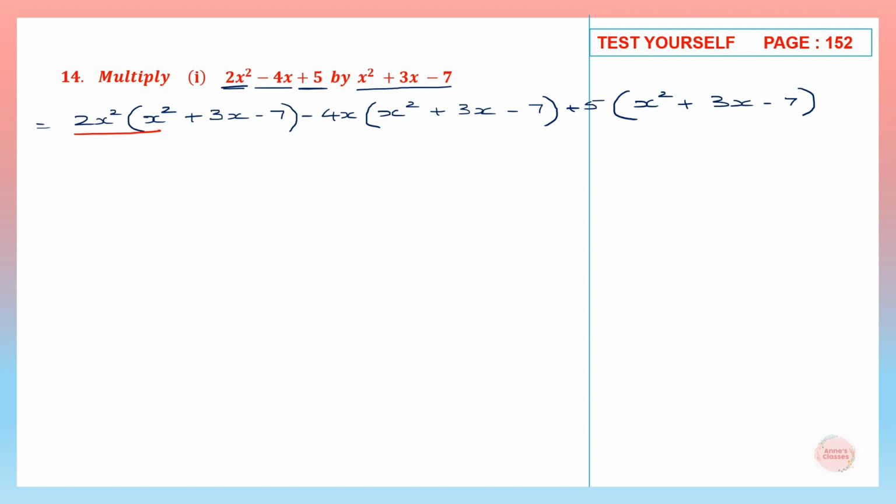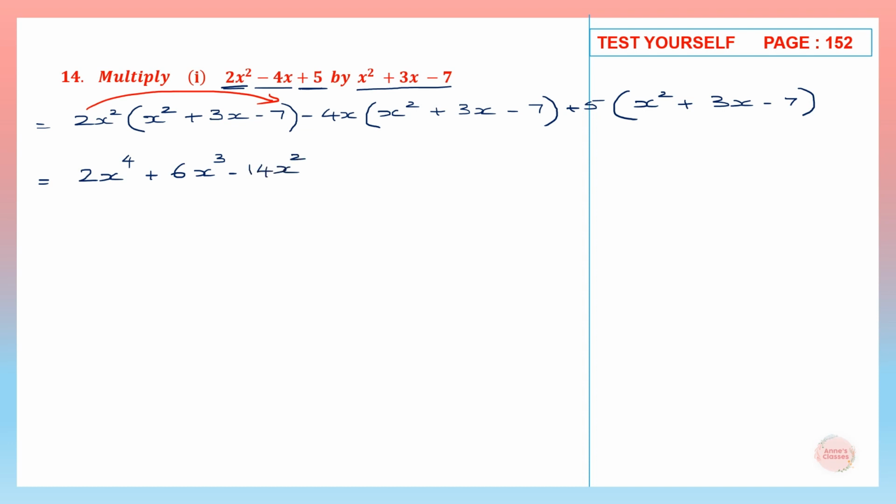So that will be 2x square into x square, 2x to the power of 4. 2 plus 2 is 4. Now we multiply 2x square into 3x. So you multiply the numbers first, 2 into 3 is 6, x square into x is x to the power of 3. Now we multiply 2x square with the last one, that is minus 7. So the sign is minus, the numbers 2 sevens are 14 and we have x square.